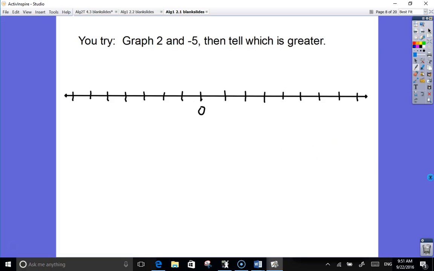Okay, try 2 and -5. There's -5. There's 2. And 2 is greater because it's to the right. Okay, try -1 and 6. -1 and 6.